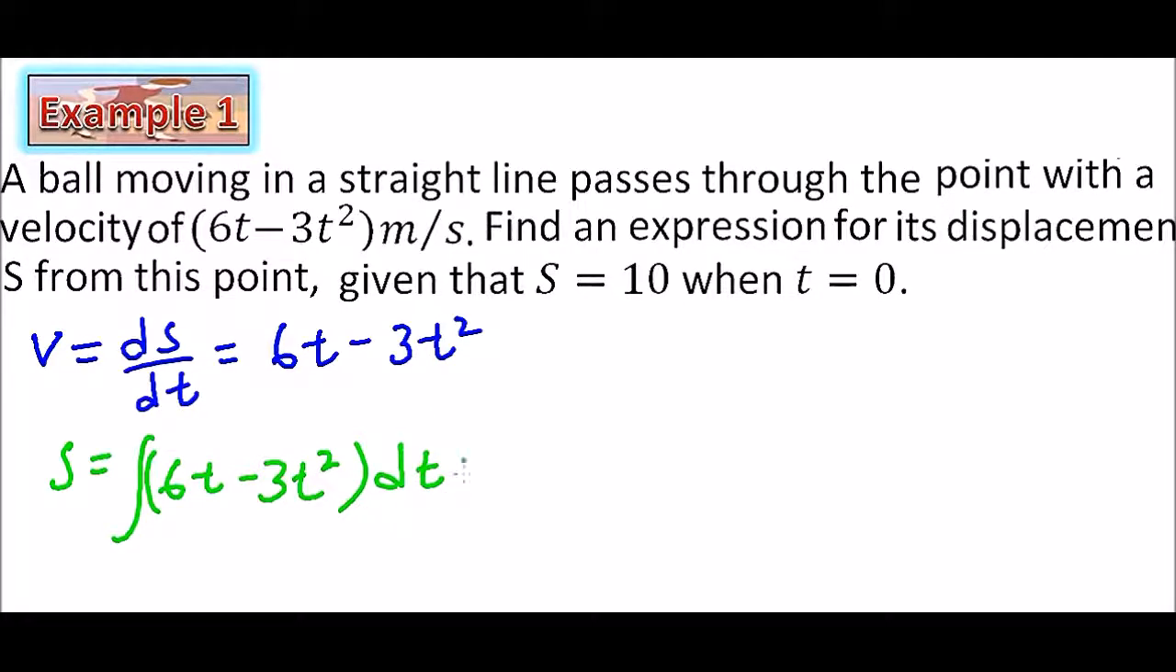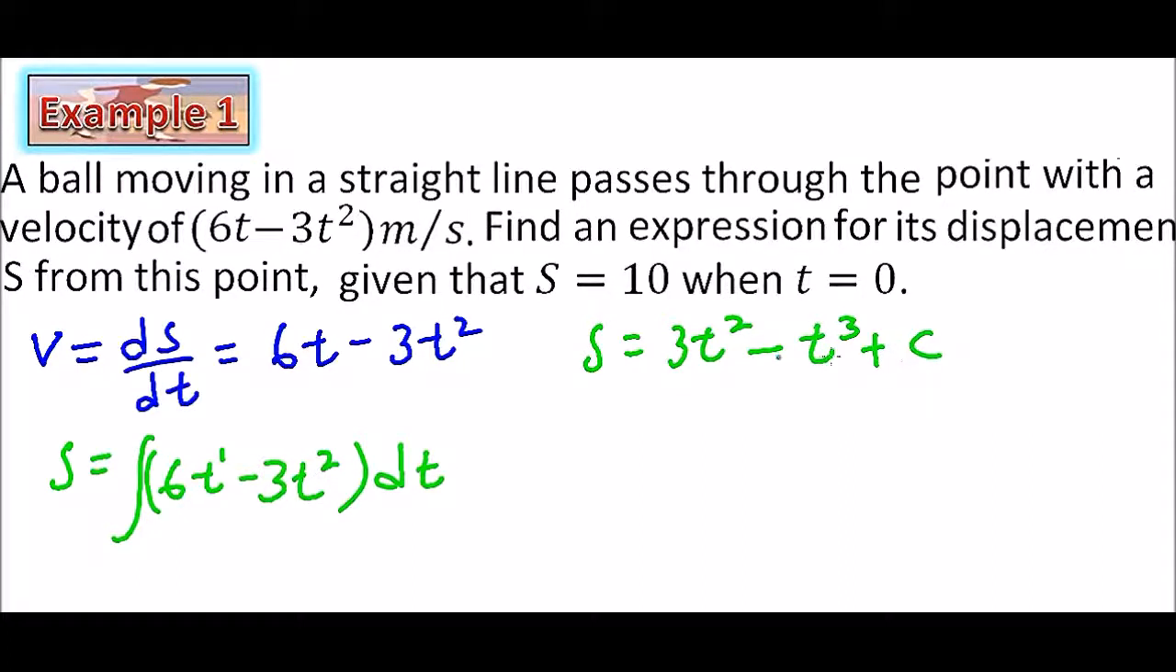So when you integrate this, you get s is equal to, this is 6t, so we get 3t squared. That is, we add 1 to the power of t, which is power 1, and we divide by 2. So 6 divided by 2, that's where we are getting 3, minus, here we add 1, so it will be t cubed, divided by 3, so the 3 and 3 will cancel, so we will be left with t cubed, plus c, that is a constant.